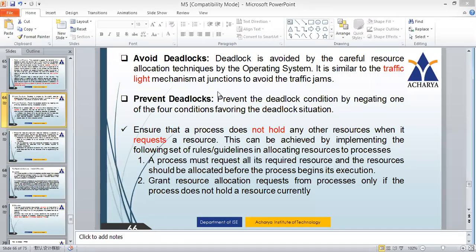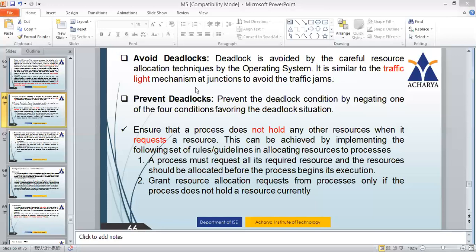We will continue with the next types of handling deadlocks. The other one is avoiding deadlock. Deadlock is avoided by the careful resource allocation techniques by the operating system. So here, the operating system will carefully allocate for which process the resources are required. Based on the requirement, need, and priorities, it will carefully allocate the resources.